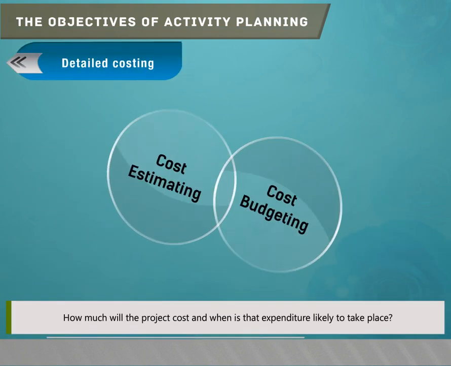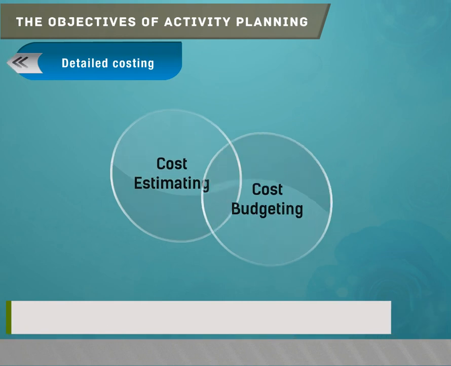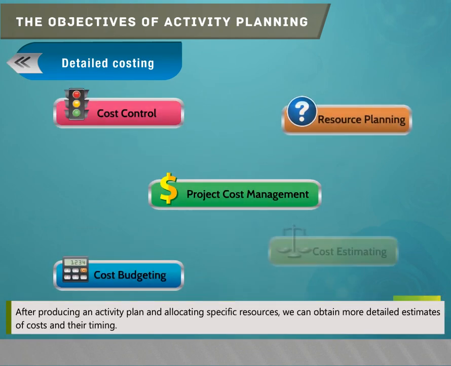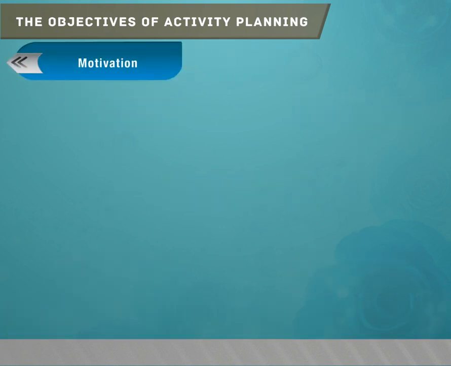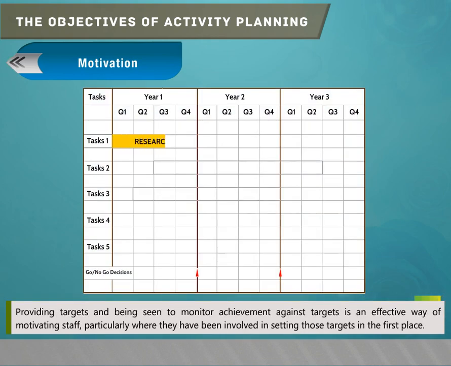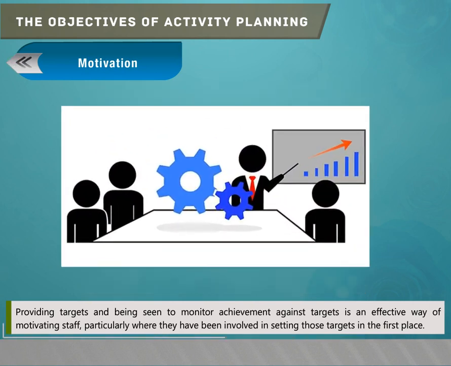Detailed costing. How much will the project cost and when is that expenditure likely to take place? After producing an activity plan and allocating specific resources, we can obtain more detailed estimates of costs and their timing. Motivation. Providing targets and being seen to monitor achievement against targets is an effective way of motivating staff, particularly where they have been involved in setting those targets in the first place.